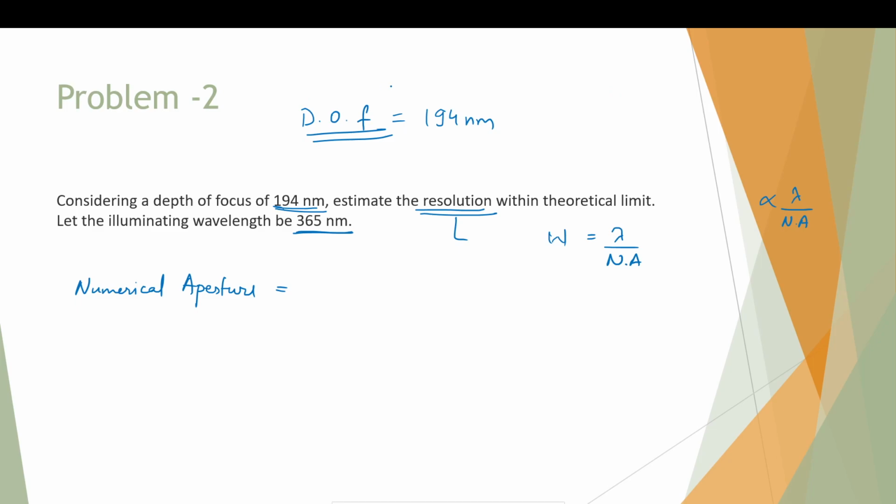So what is depth of focus? Depth of focus is basically the distance between two planes. Say I have a projection system, any optical projection system, it can be a microscope or a lithography system. When we are projecting onto some surface, there will be a tolerance limit within which we can project reliably. The distance between the two planes for which the focus is reliable is the depth of focus.